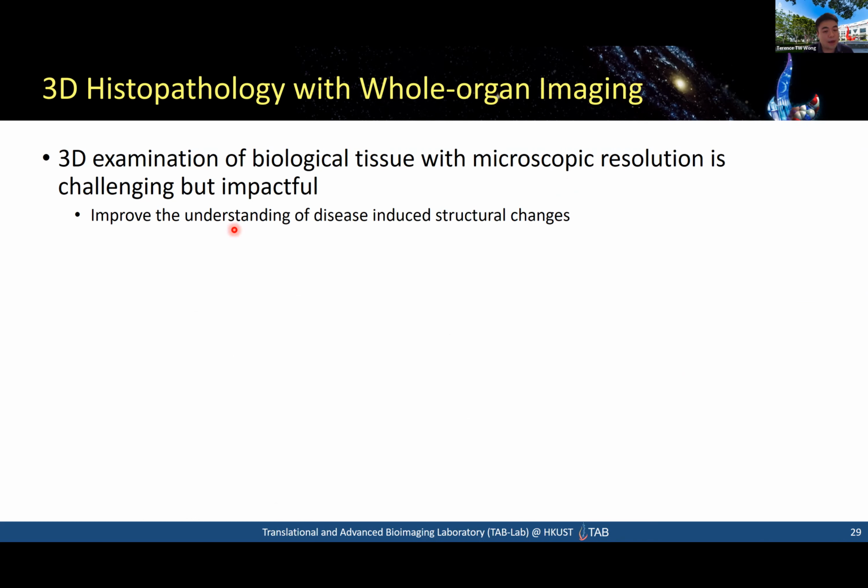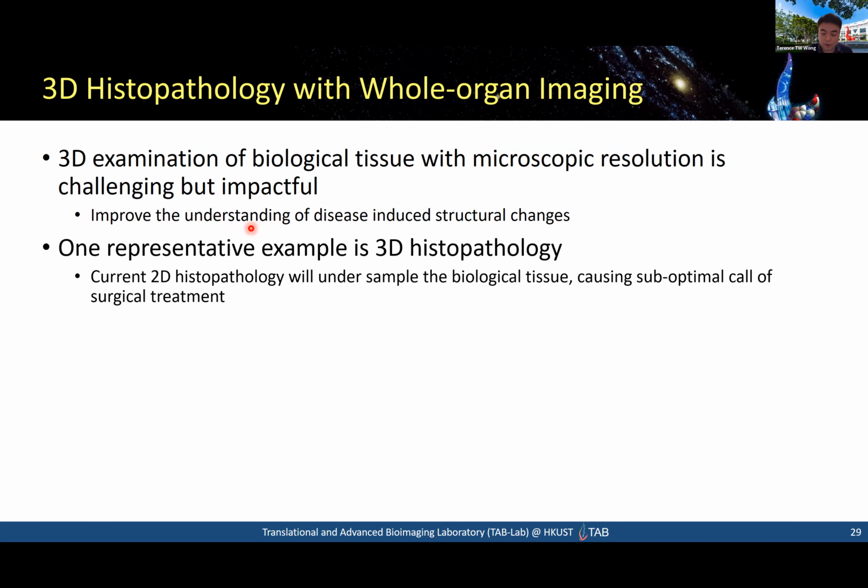It's very, very impactful, obviously, because of fundamental science studies, improving the understanding of disease-induced structural changes, or the signaling between different pathways. So 3D is always value added to different research fields. But it's so challenging to do, or there are many ways to do it. So collectively, the common ground for people in science or the medical domain to talk about is perhaps 3D histopathology. Currently, 2D histopathology will undersample the biological tissue though.